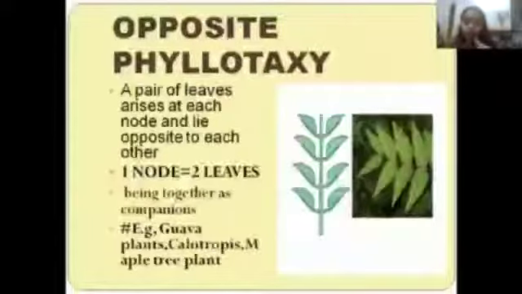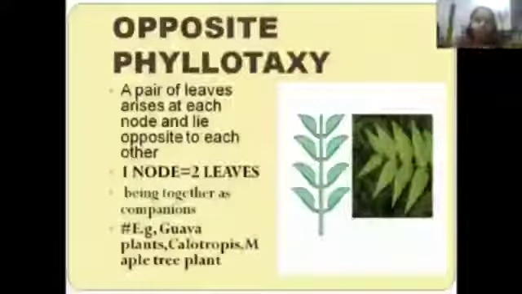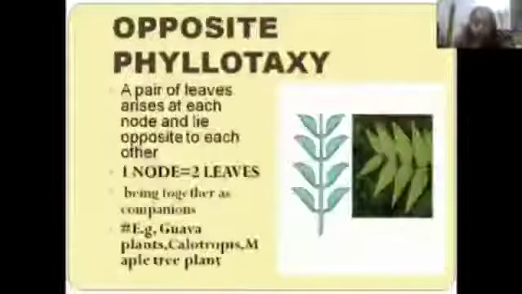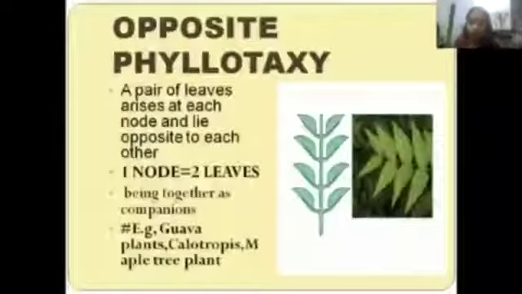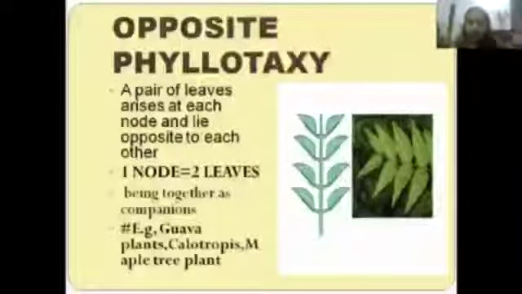Coming to opposite phyllotaxy. A pair of leaves arise at each node and they lie opposite to each other. The rule you can apply for this is one node equals two leaves. In this kind of phyllotaxy, two leaves grow on each node and they share the node. They can be together as companions basically. Examples are guava plant, calotropis and maple tree plant. I hope this is clear to you all.